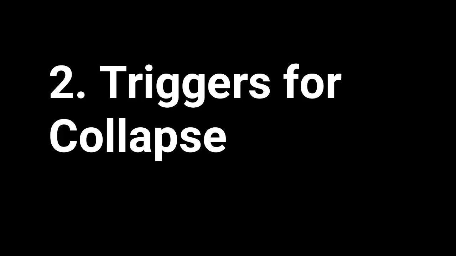2. Triggers for collapse. The process of star formation begins when a part of a molecular cloud collapses under its own gravity. This collapse can be triggered by various events, including nearby supernova explosions. The shock waves from exploding stars can compress parts of the molecular cloud. Galactic collisions. When galaxies collide, the gas and dust clouds can merge and collapse. Stellar winds or radiation pressure. Massive nearby stars can push against the cloud, causing it to compress.